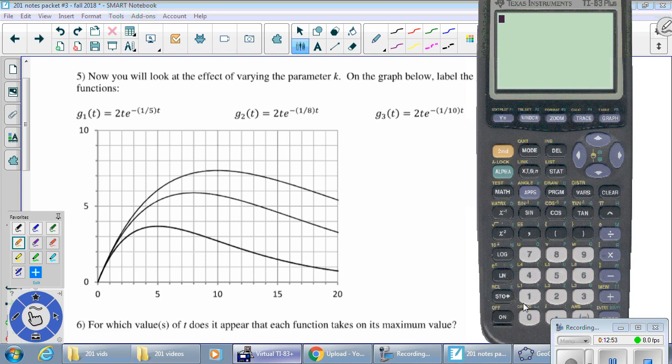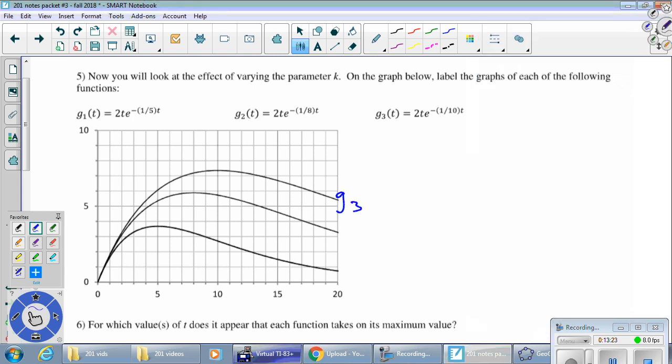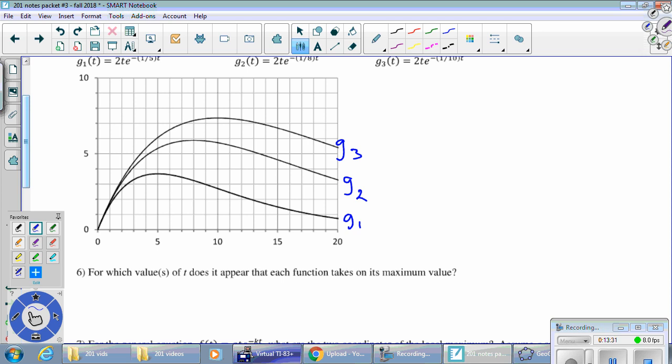So I'll just plug t equals 20 in to the last function here. 2 times 20 e to the negative 1/10 times 20. And so is the y value at any of these things right around 5.4? Yeah, it looks like that one. So I'm guessing that G3 is this one, and probably G2 is the middle, and G1 is the bottom. You could plug in more points into your calculator to know that that was right. So G3, G2, and G1.